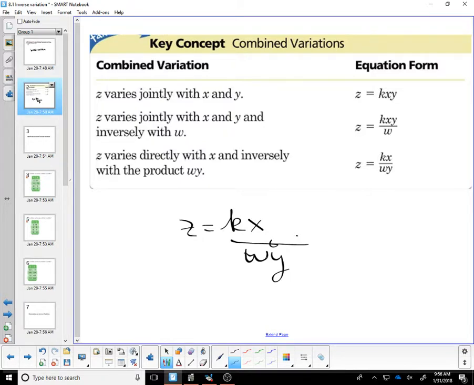So, big piece of advice I can give to you, whenever you hear it varies directly or jointly, you throw that variable up top. And if it varies inversely, then you throw that variable in the denominator. Okay?